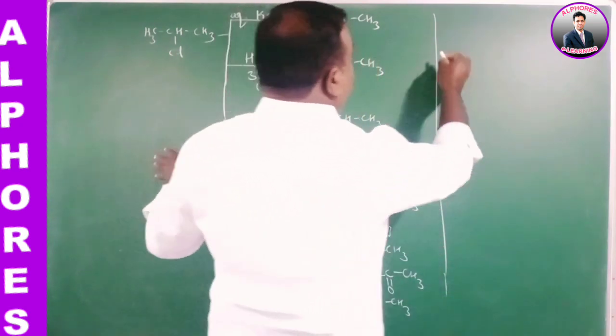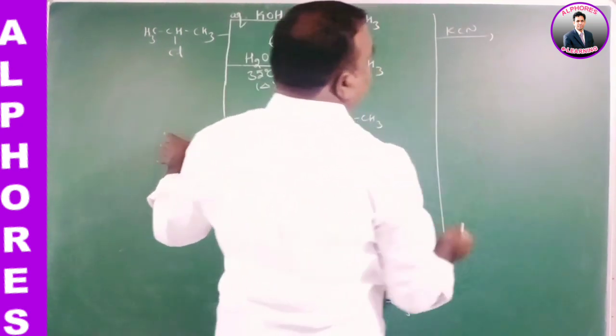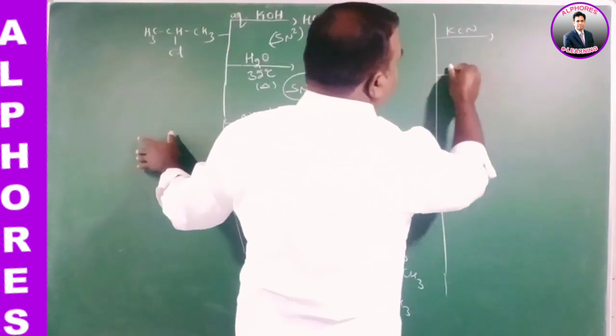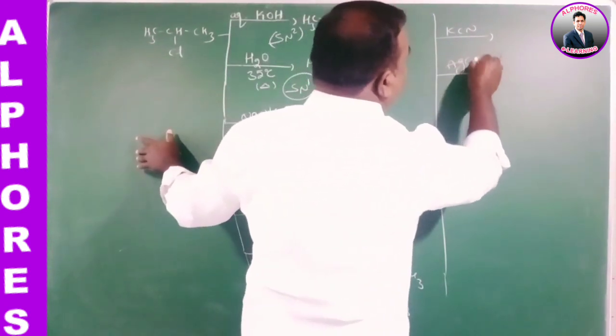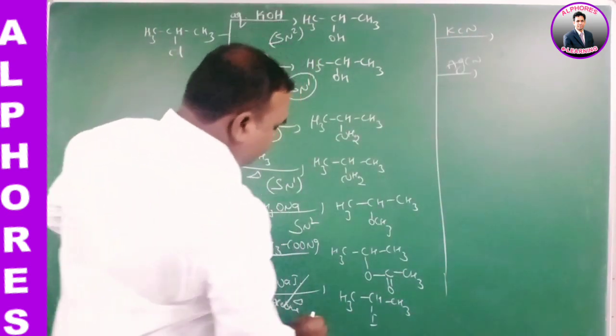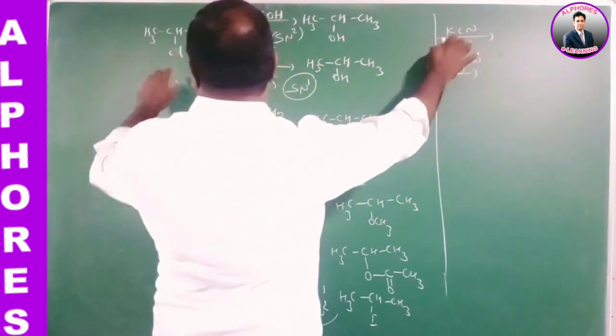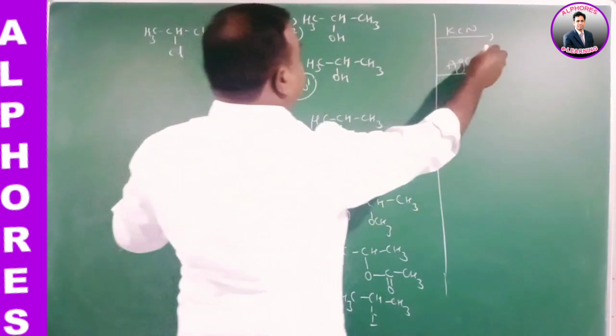For example here, KCN is given, AgCN is given. Which is the nucleophile here? CN. CN minus is substituted by CN.